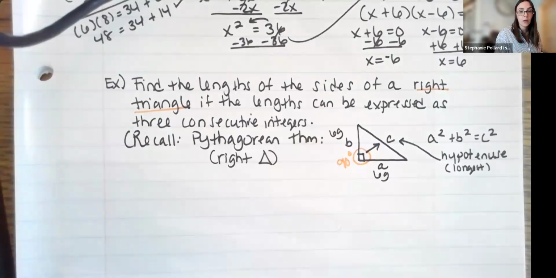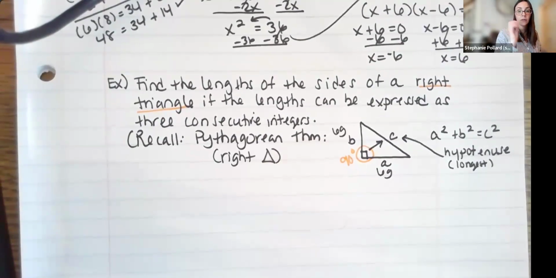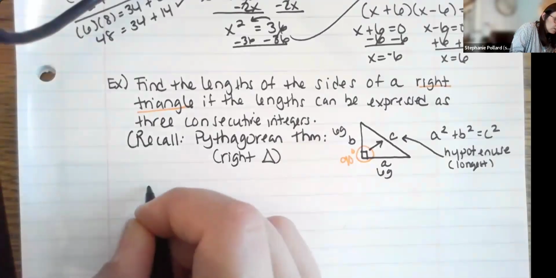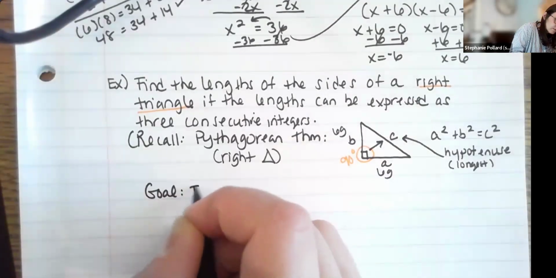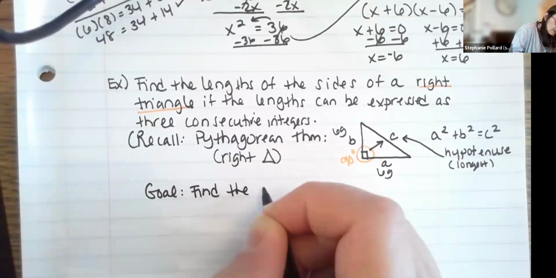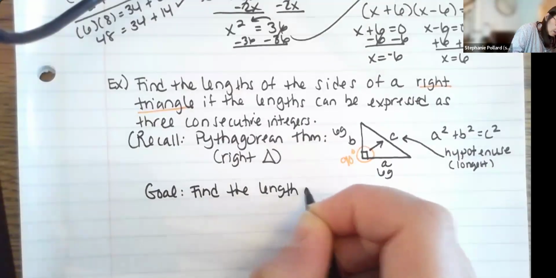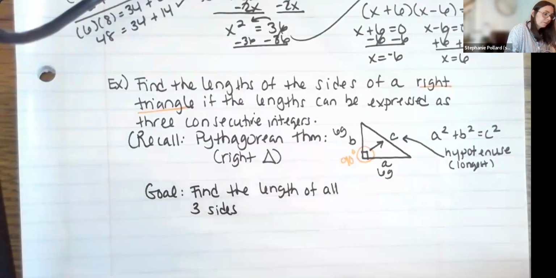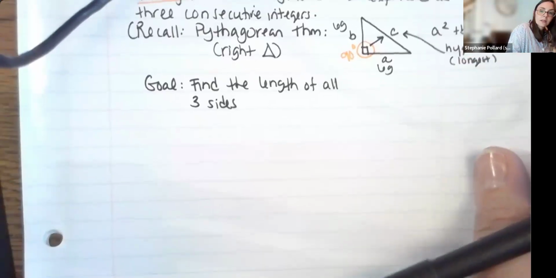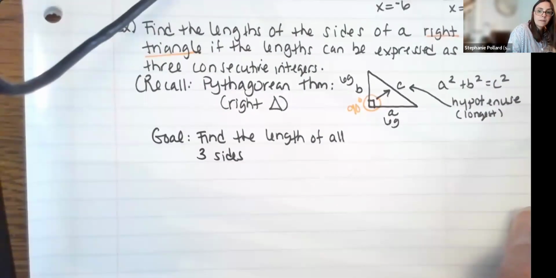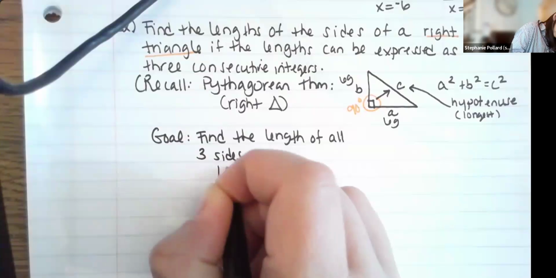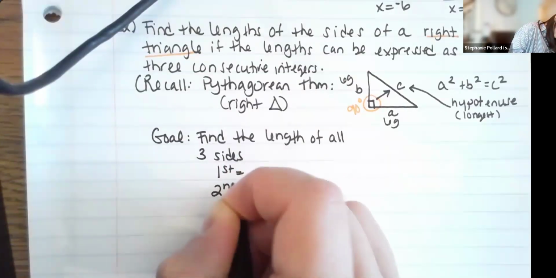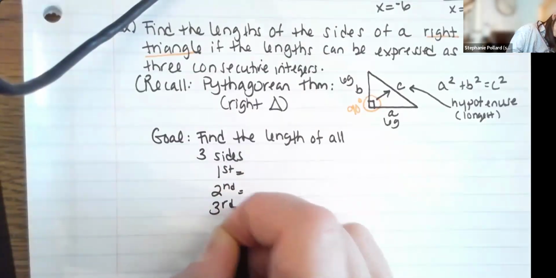So the first thing I'm going to note here is I need to find the lengths of 3 sides, right? Because it is a triangle. So even though it doesn't say all 3 sides, it's implied here. So our goal is to find the length of all 3 sides. All right, so let me just scroll this down a little bit. There we go. All right, so we have the first, the second, and the third.